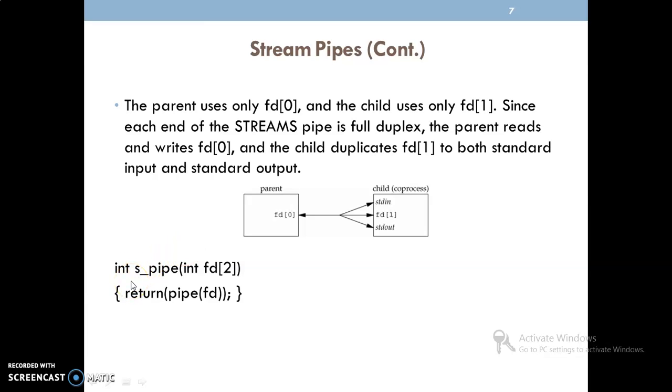How can we create this stream pipe? By calling the spipe function. Again, it is just like with file descriptors. We need to pass two values, one for the parent side and one for the child side. So the return value is in the pipe FD only, as we know from the pipe function we already used here. That returns the two ends, one for read and one for write here.